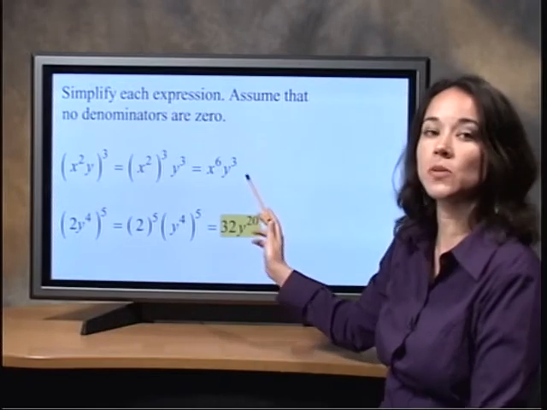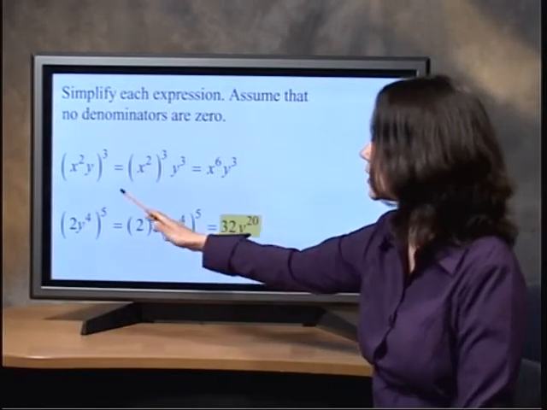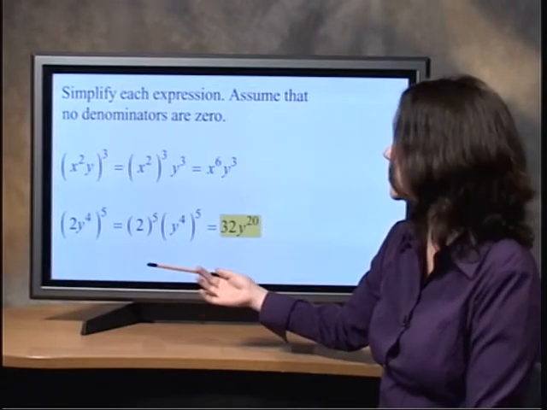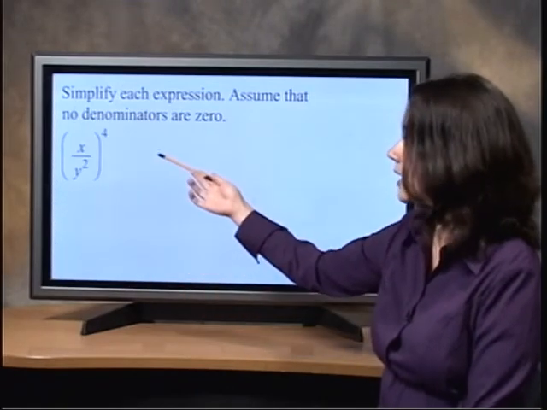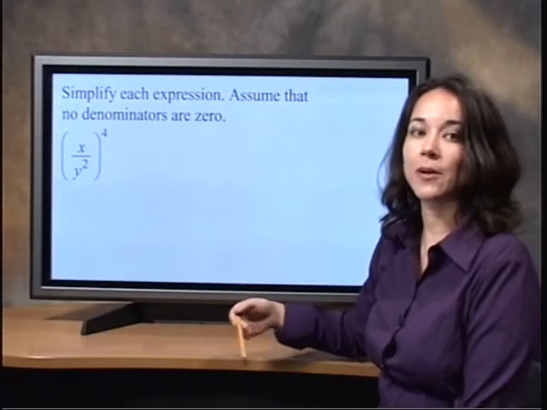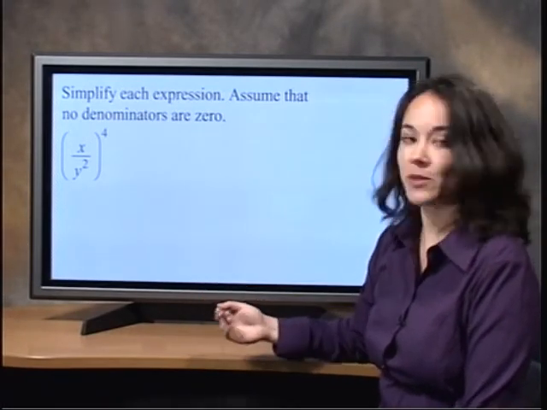Okay, now in these two examples, the terms we were given were multiplied together. What happens if we're dividing terms? So for instance, if we have x over y squared, that quantity to the fourth power. Now, it's the same idea. The game is not really changing.